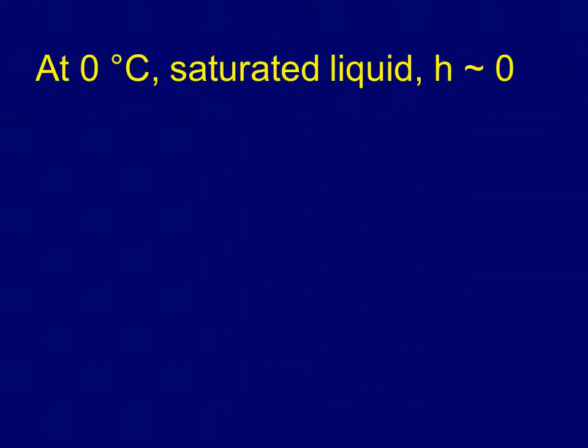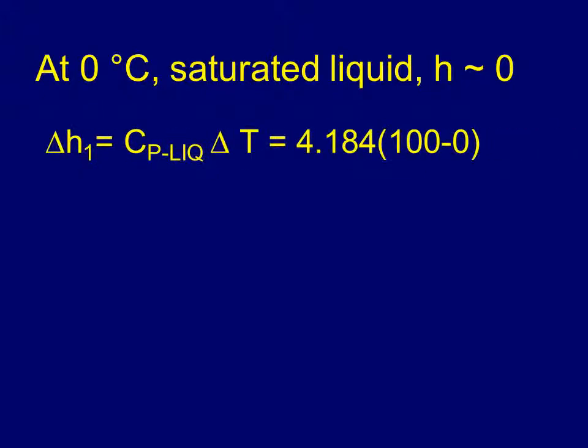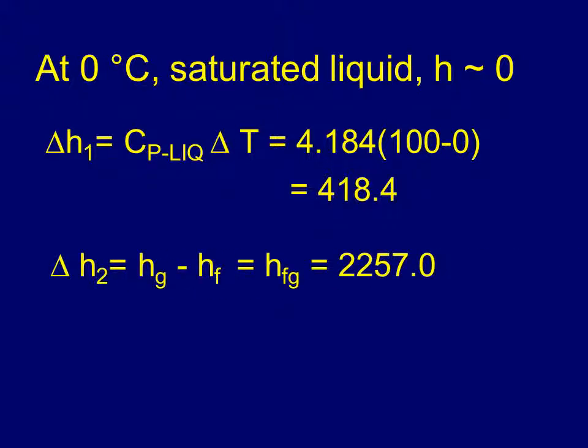So at 0 degrees, saturated liquid H is approximately 0. And let's take delta H1 as Cp of the liquid times delta T. Cp of liquid water is approximately 4.184. All the way from 0 to 100, it doesn't change a whole lot. That's a fairly small temperature change. And so the enthalpy, just as it's about to boil, should be approximately 418.4.